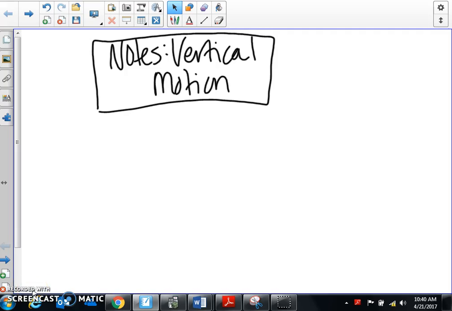All right, vertical motion is actually physics. So we're jumping into physics a little bit here. And I know a lot of times y'all ask me, when will we use this in real life? Well, boom, vertical motion is really where we're going to start using it.